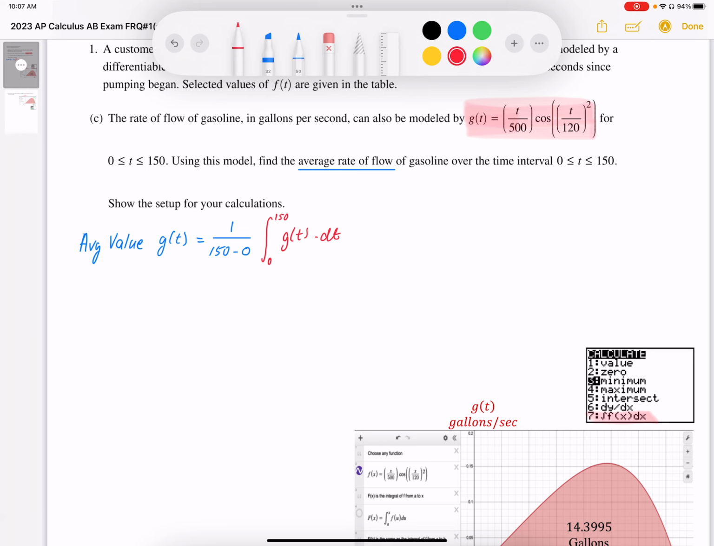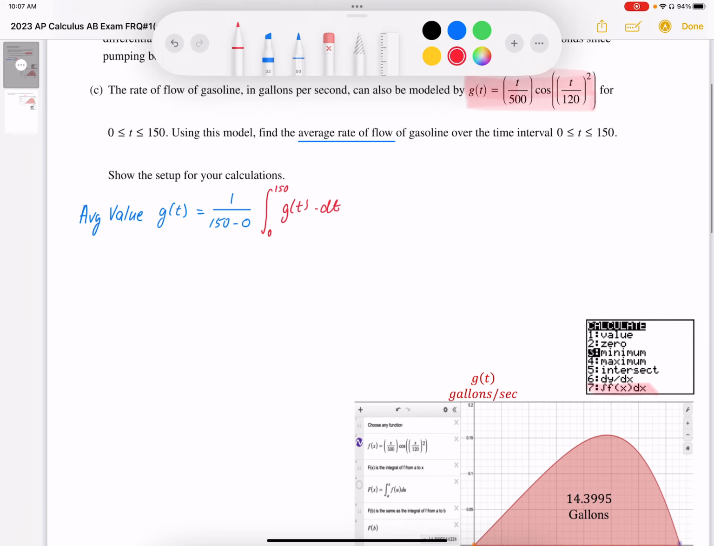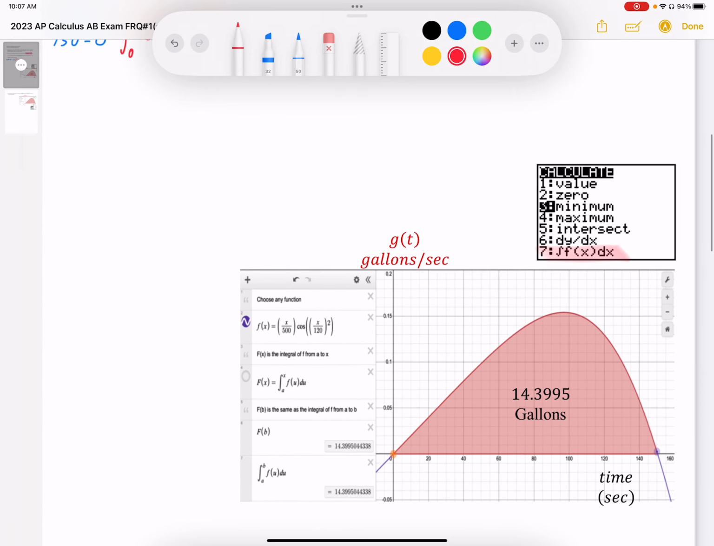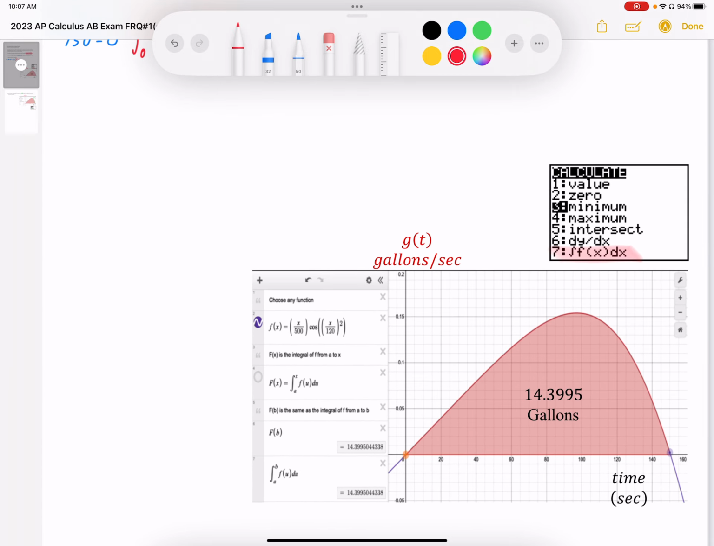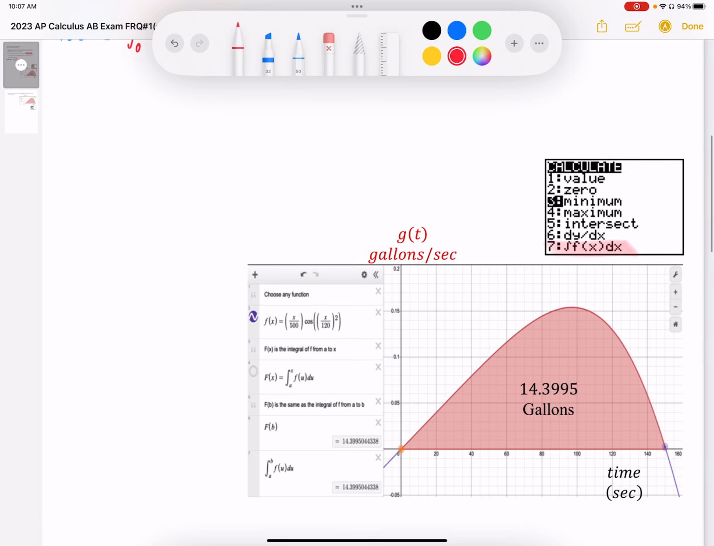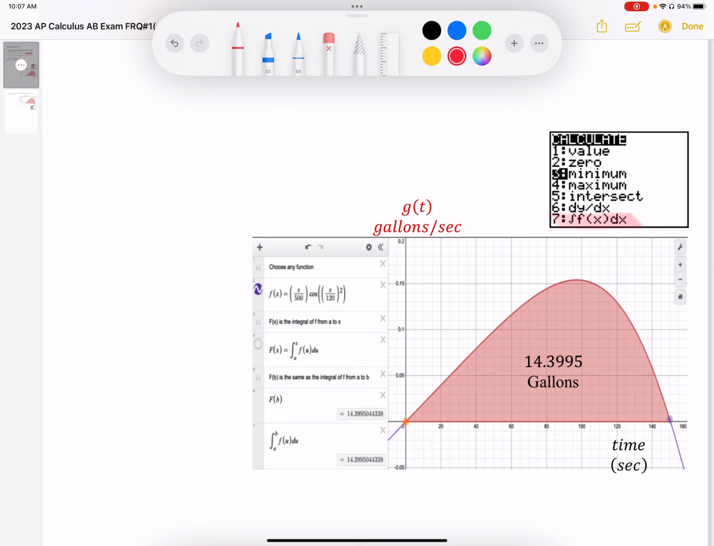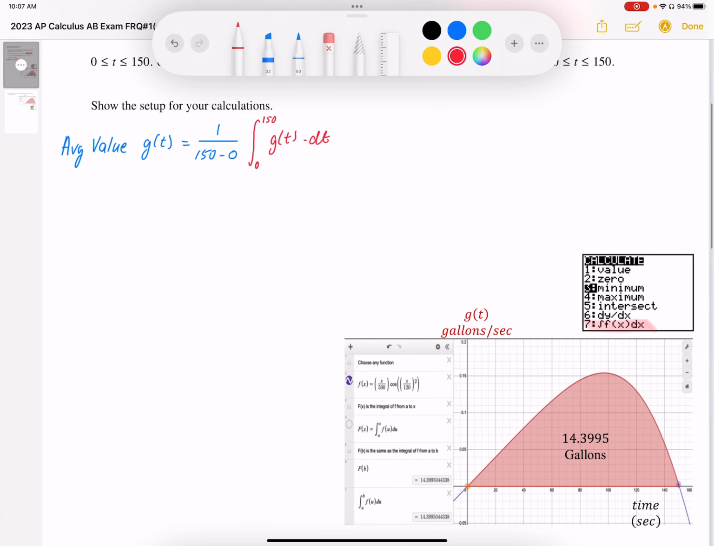So we need to solve for the area underneath that function. We use the integral function on the calculator, integrating from 0 to 150, and we should end up with a value of 14.3995. The units of that are gallons.